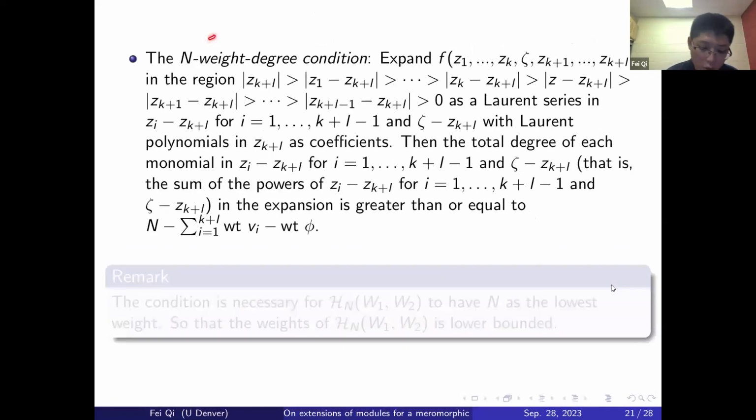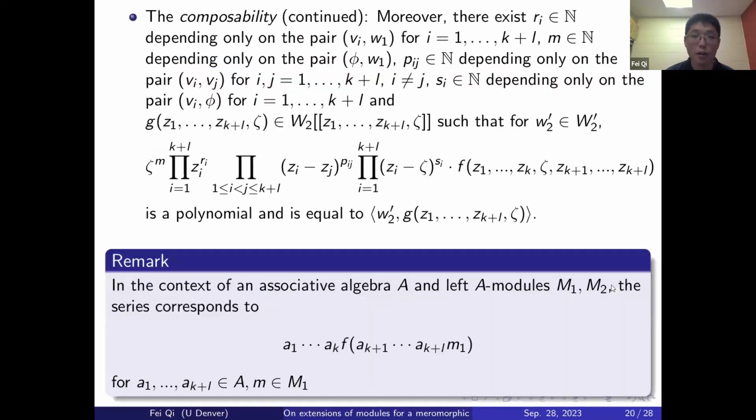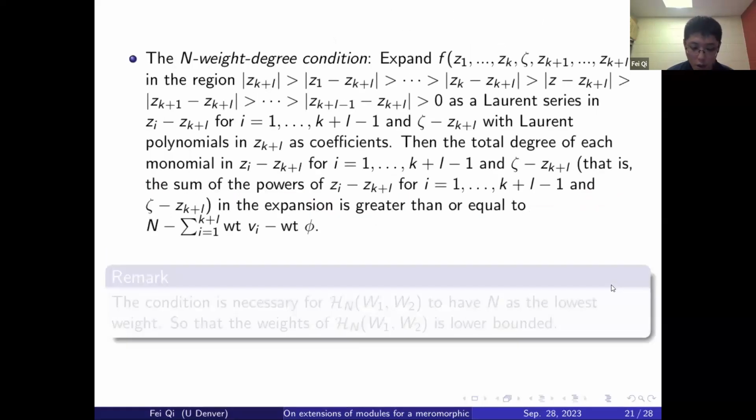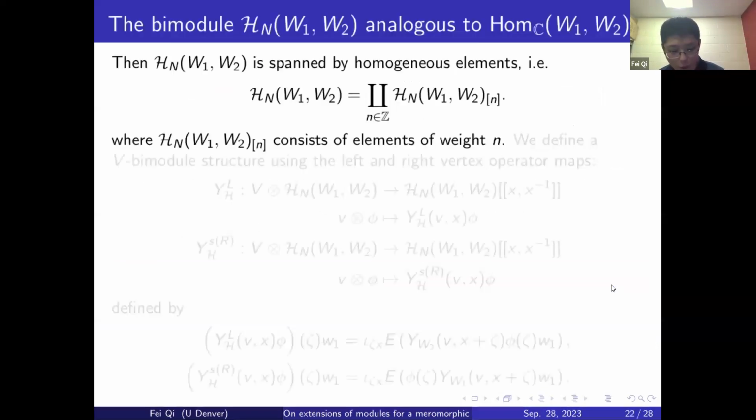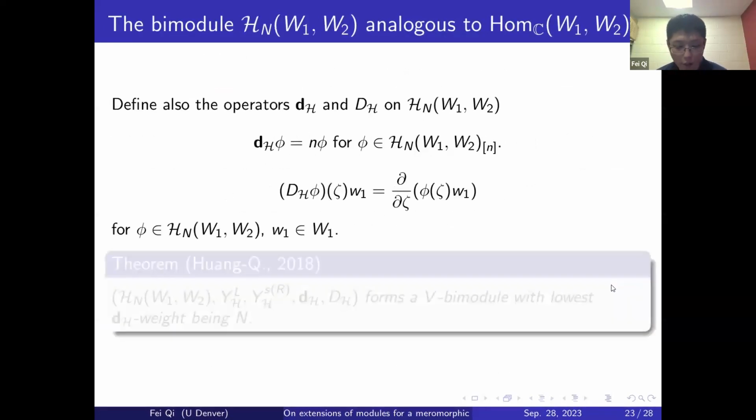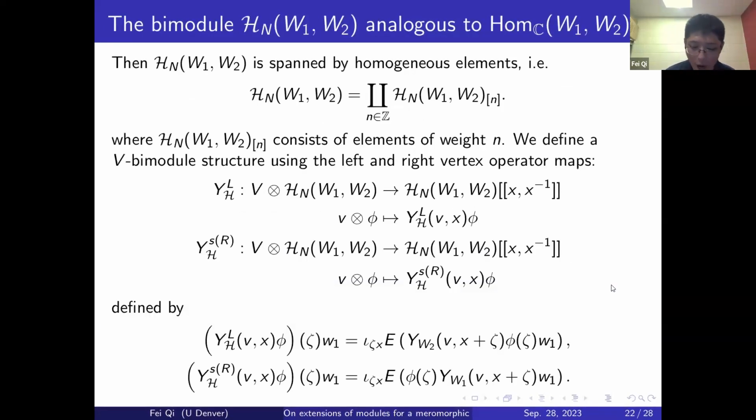The next condition is the n-weight degree condition, and this is also technical. It's about the expansion of the rational function considered in the previous slide. Conceptually, this condition is necessary for the bimodule to have n as the lowest weight, so that the weights of Hn in the bimodule are lower bounded. All right, so this is basically the idea of constructing the bimodule. And then we define the left action and the right action as follows.